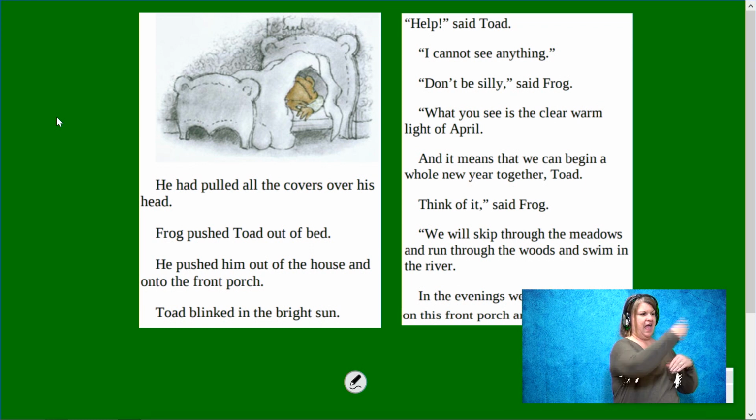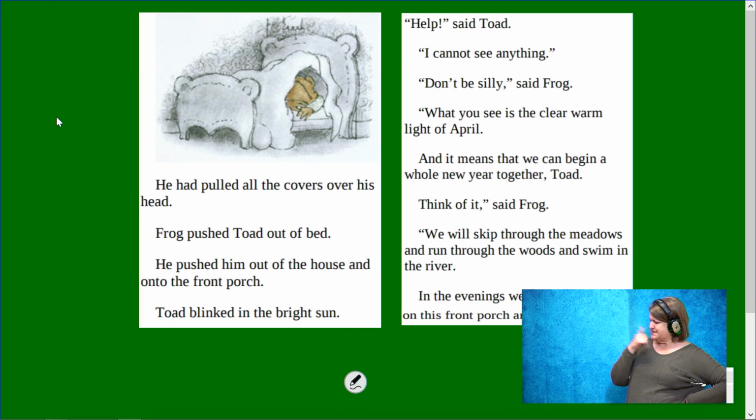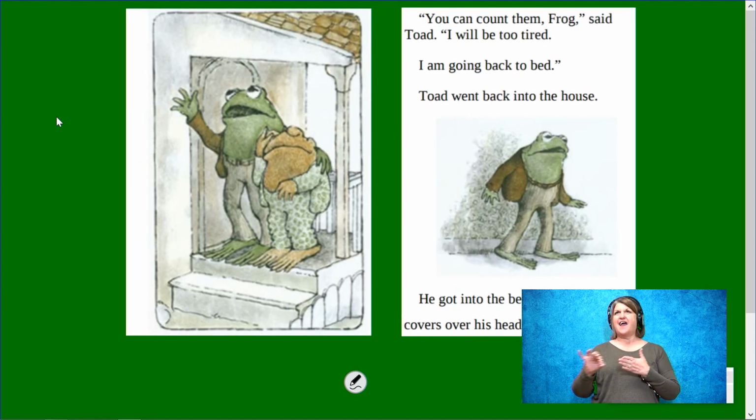Toad blinked in the bright sun. "Help! Help," said Toad. "I cannot see anything." "Don't be silly," said Frog. "What you see is the clear, warm light of April. And it means that we can begin a whole new year together, Toad. Think of it," said Frog. "We will skip through the meadows and run through the woods and swim in the river. In the evenings, we'll sit right here on this front porch and count the stars." "You can count them," Toad said.